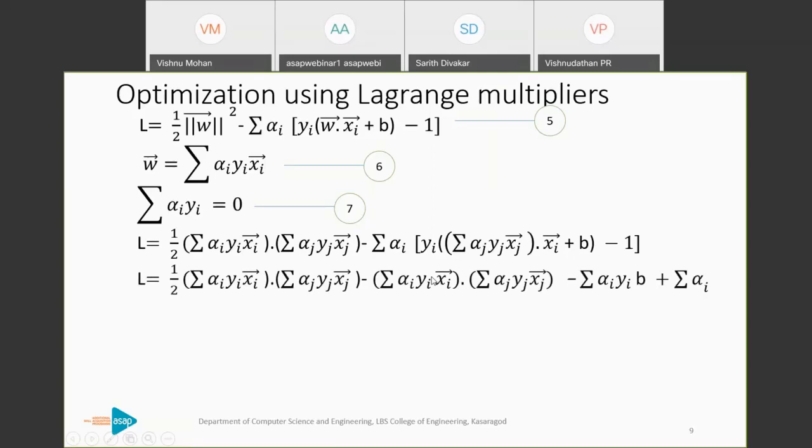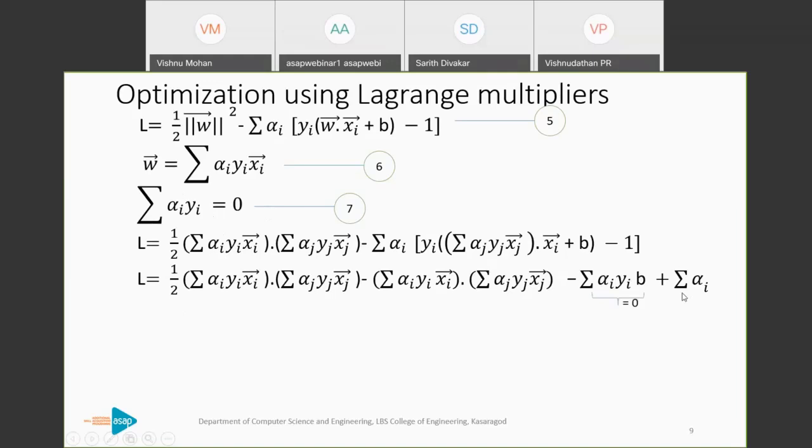Now, what is happening here? I'm just multiplying alpha i, yi, and this xi. Okay, in turn, it is a dot product. Dot product of alpha j, yj, and xj. Minus alpha i, yi, and b. And there's a minus over here. So minus alpha i into minus 1, so plus alpha i. This term, we already know that it is 0.